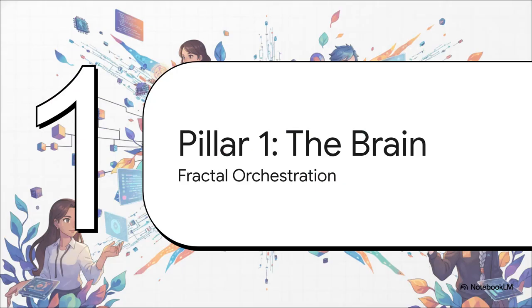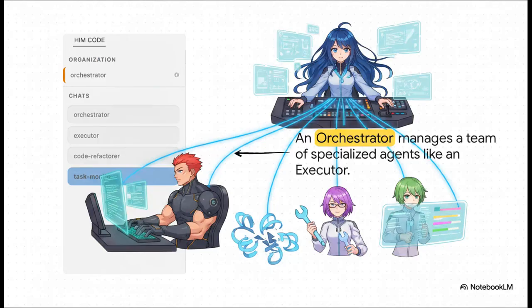Okay, so how does this actually work under the hood? Well, the architecture is built on a few key pillars. Let's start with the first one, the brain of the whole operation, which they call fractal orchestration. And this image gives us a perfect look at the structure. Right at the top, you have the orchestrator, and you can pretty much think of this as the AI project manager. It gets the main task, and then it delegates pieces of that task to these specialized agents underneath it, like an executor that's responsible for running code, or a code refactorer that's just focused on making it better.